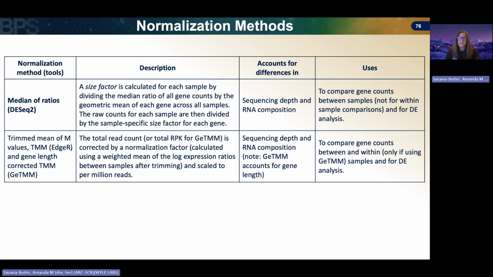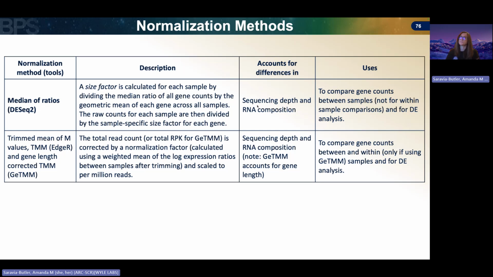And so by doing this, since they're using a median as opposed to an average or a total, that means that you will not skew your data based on RNA composition. So you're accounting for that in your normalization. So this is going to account for differences in both sequencing depth as well as RNA composition. So this can be used to compare gene counts between samples. It's not going to be used for within sample comparisons, right? We didn't account for gene length here. And so it can also be used for differential expression analysis, though, so comparing the expression of genes between different groups or different samples.